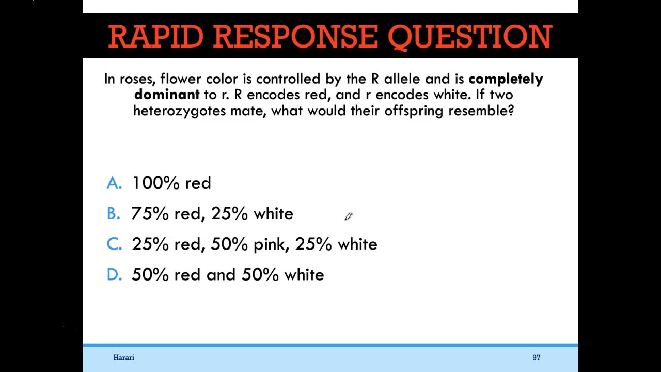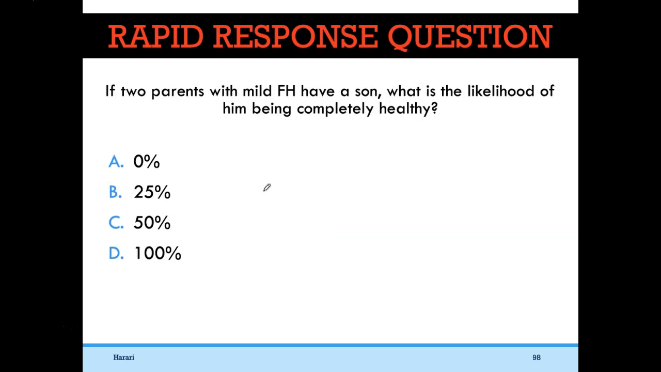If flower color is controlled by the R allele and is completely dominant to little r, what would you see if two heterozygotes mate? So what would you get from two heterozygotes? So this should be very familiar. This is where we see the 3-to-1 ratio. 75% would be red, 25% would be white, if it's complete dominance.